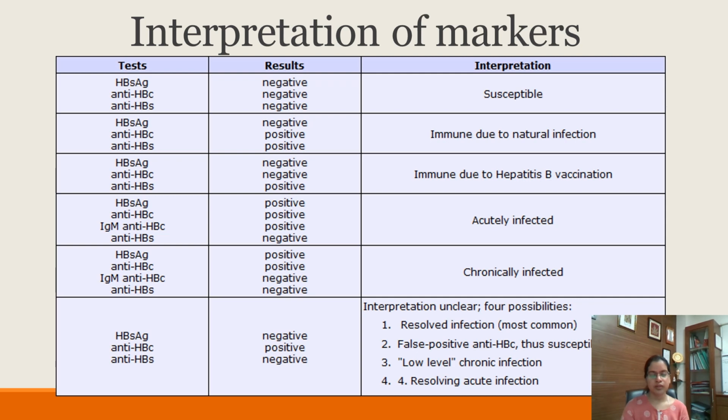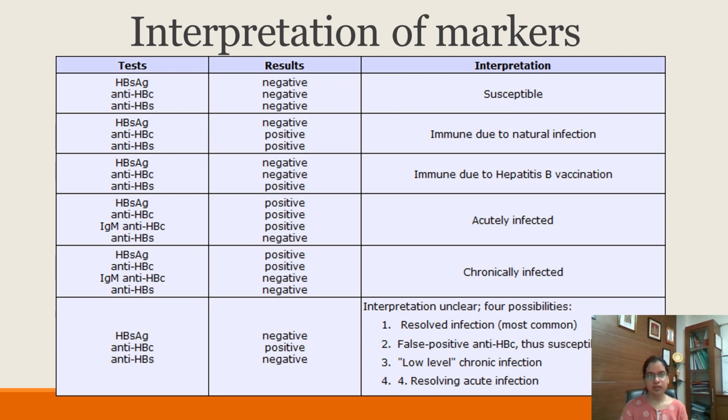Now, this is the summary of all what we have discussed. When HBsAg is negative, anti-HBc is negative, anti-HBs is negative, all are negative, so there is no hepatitis B infection. That means that person is susceptible to infection.